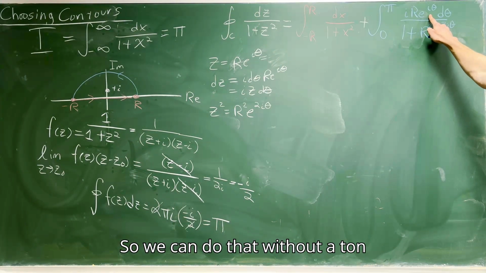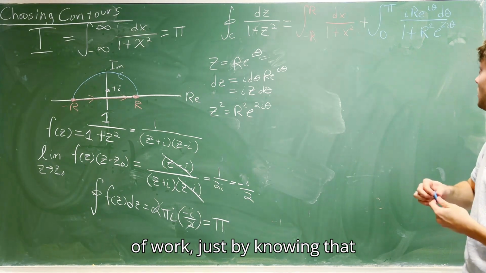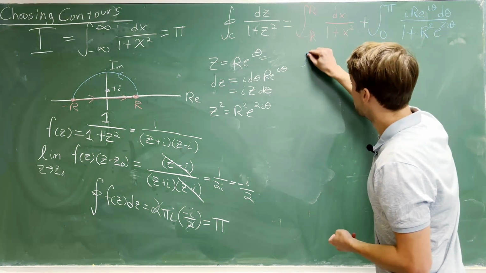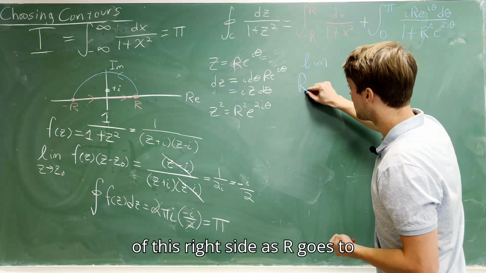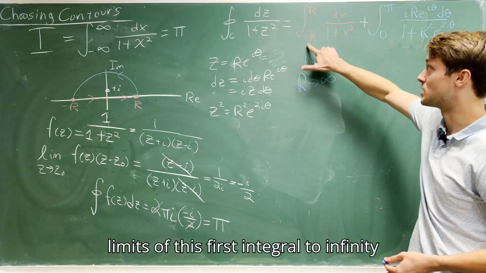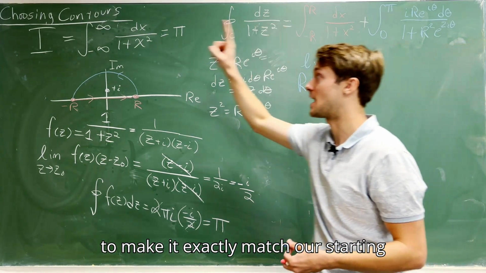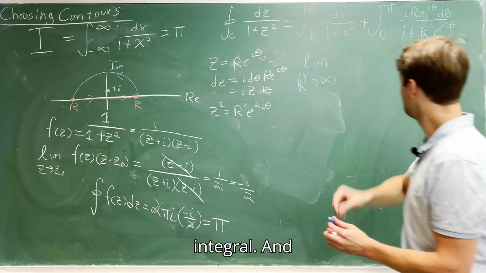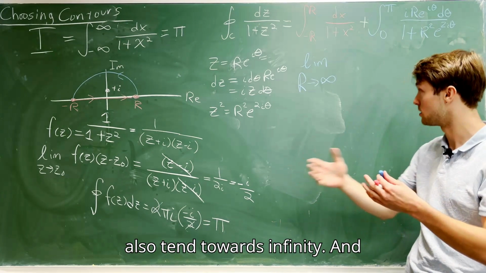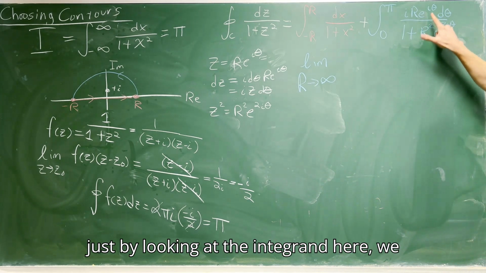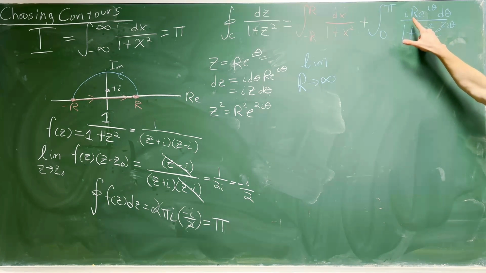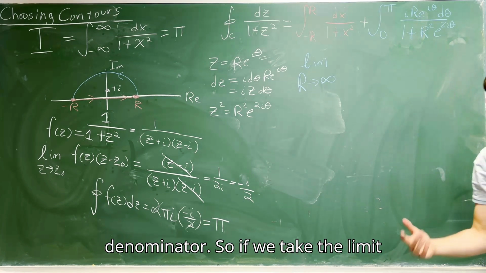So, we can do that without a ton of work, just by knowing that we're going to take the limit of this right side as r goes to infinity. That will set the limits of this first integral to infinity to make it exactly match our starting integral. And these r's inside our second integral will also tend towards infinity. And just by looking at the integrand here, we have a power of r in the numerator. We have a power of r squared in the denominator.